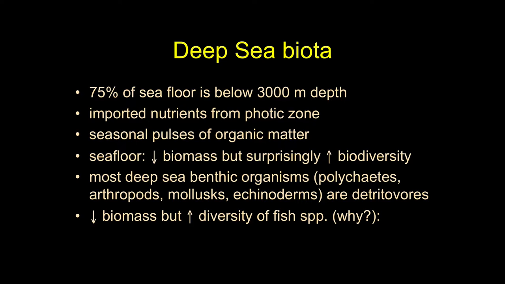Okay, so seasonal pulses of organic matter. Overall, on a per unit basis, relatively low biomass on average, but higher biodiversity than we would otherwise expect. Now, this is not an ecology class, so we don't go into the theory of biodiversity, but suffice it to say lots and lots of ecologists and evolutionary biologists spend their whole careers theorizing why we have certain levels of biodiversity and others. I'll just say it's complex, because that's not what this class is about. But relatively high biodiversity for what we would otherwise expect on the bottom of the ocean.